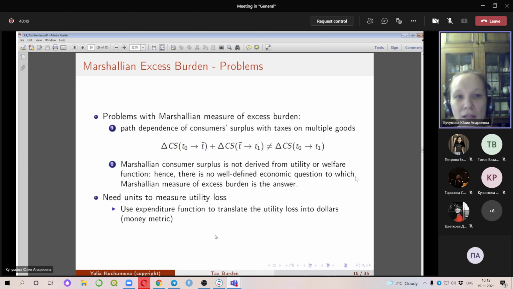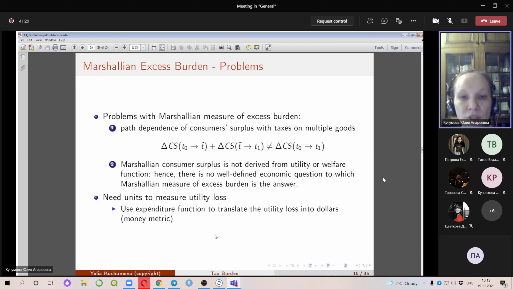Okay, we just learned the formula for the deadweight loss based on the Marshallian consumer surplus. It's nice, it's simple, it has a nice graphical illustration, but there are some problems with that. Specifically, one problem is path dependence of consumer surplus with taxes on multiple goods.